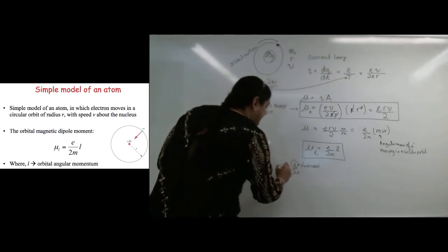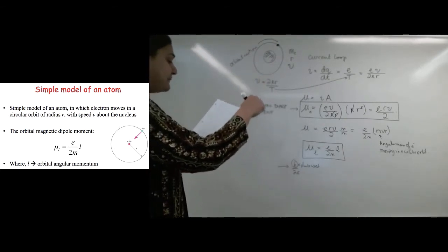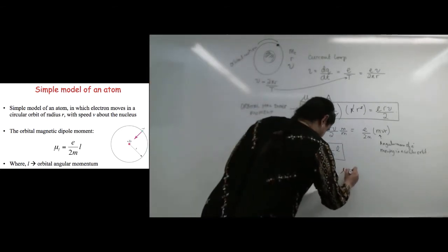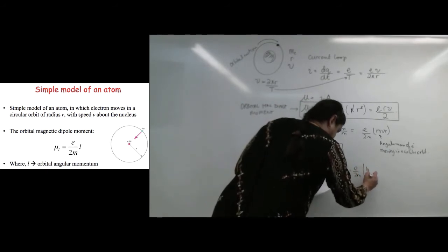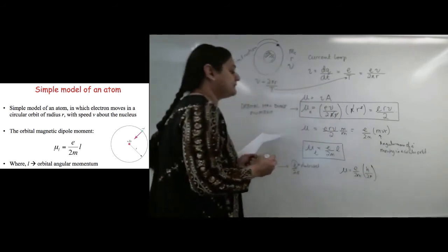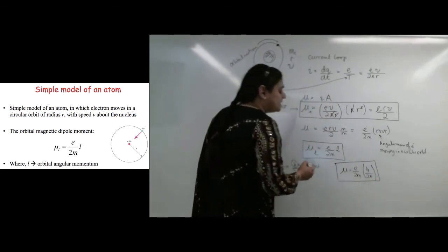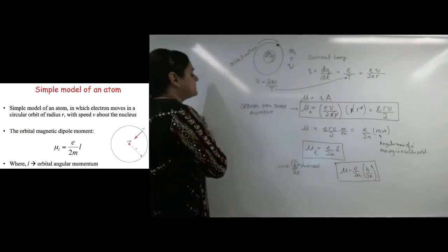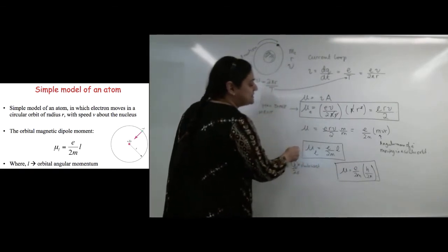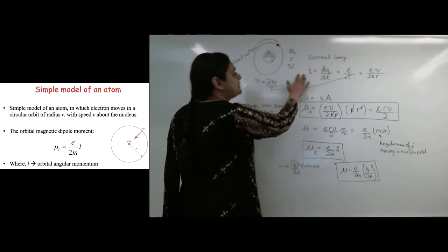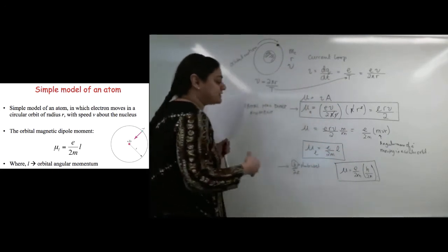So when you are talking about quantum mechanics, the same expression above will now become equal to e over 2m times h over 2 pi. That's also another interesting fact: the angular momentum, the magnetic dipole moment in quantum mechanics comes from this particularly simple expression. So we've not done anything majorly new here, it just follows through.